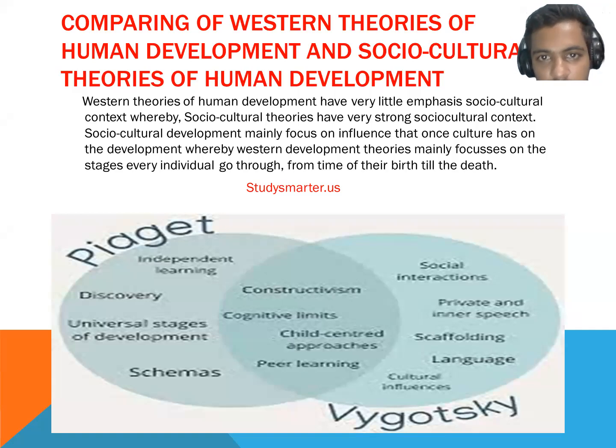Western theories of human development have very little emphasis on socio-cultural context, whereas socio-cultural theories have a very strong socio-cultural context. Socio-cultural development mainly focuses on the influence that one's culture has on development, whereas Western development theories mainly focus on the stages every individual goes through from the time of their birth till death. The picture below shows the comparison between Western theories and socio-cultural theories. Moving on to slide 9.